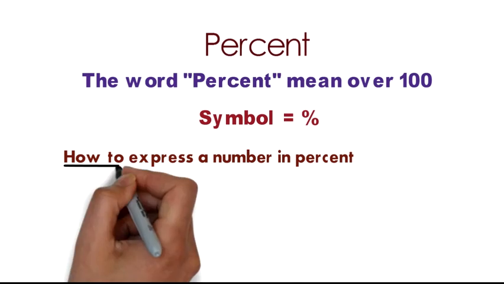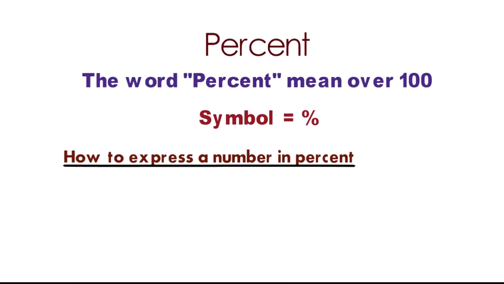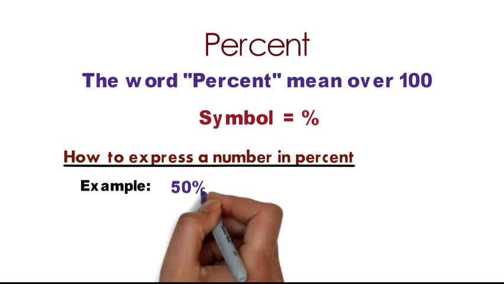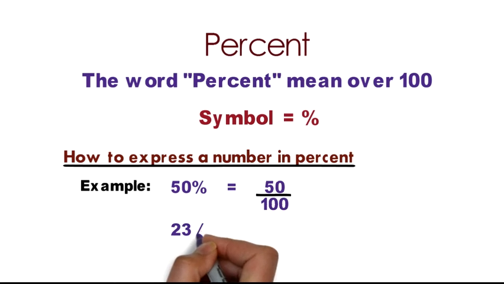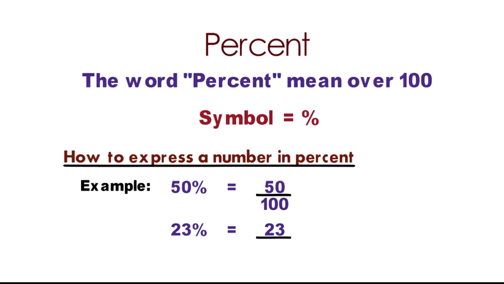Next, we will discuss how to express a number in percent. For example, 50% means 50 over 100. Also, 23% means 23 over 100. So, if a number is written in percent, it means that number divided by 100.